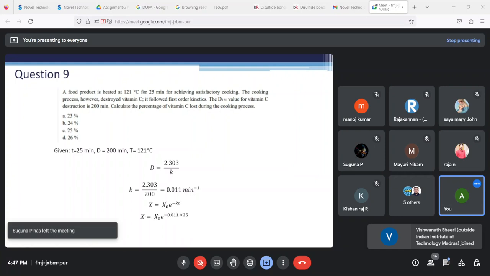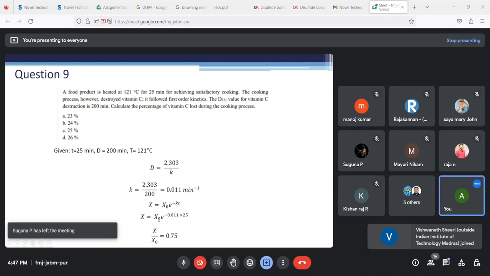So it's the same equation since it's already given as first order kinetics, and since we're again looking at the destruction of vitamin C, that is the concentration of vitamin C is reducing with respect to time, it will have the same derivation as that we discussed in the previous problem. From there we had derived that x is equal to x naught e power minus kt. So we have k here from the D value, and we have time already given in the question. So x is equal to x naught e power minus 0.011 minute inverse into 25 minutes. So you have x by x naught as 0.75.